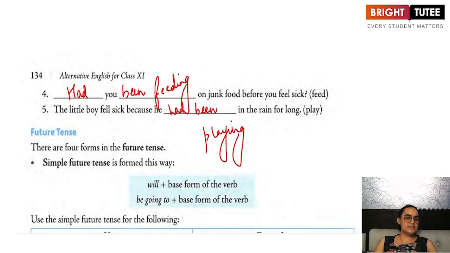So this is how, my dear students, we solve the questions related to the past perfect continuous tense. I'm going to pause here now, and in the next part of the lecture, we will start with the future tense. So I shall see you all now in my next lecture.